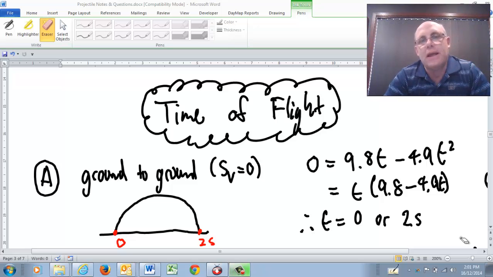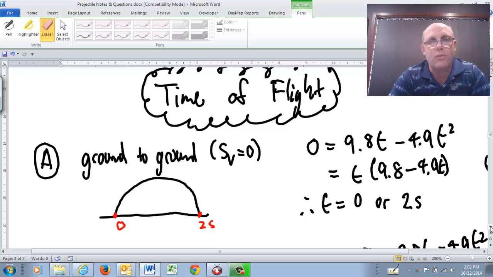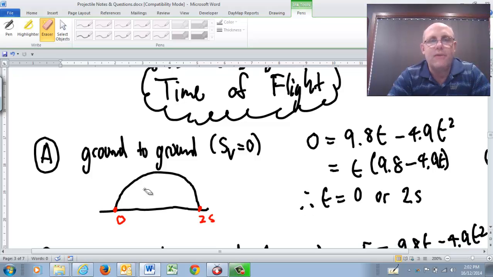Today we're going to be looking at some different examples of time of flight, and I'm going to go through a question with you. The different sorts of questions that you're going to get will exist like this example here. Part A: if you're going ground to ground, then when we look at our starting point to our finishing point, you can see that it's 0.